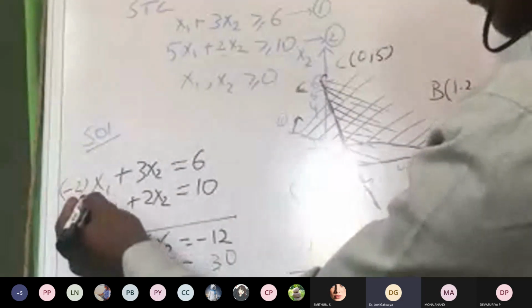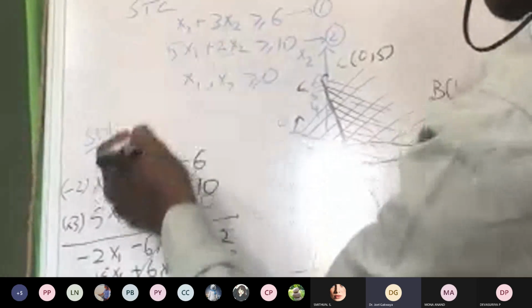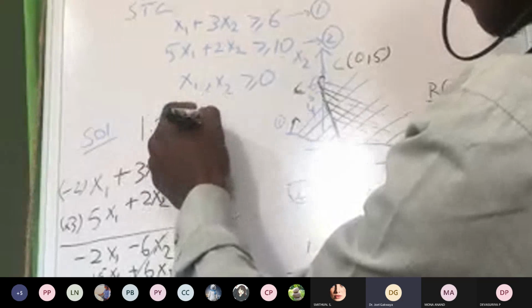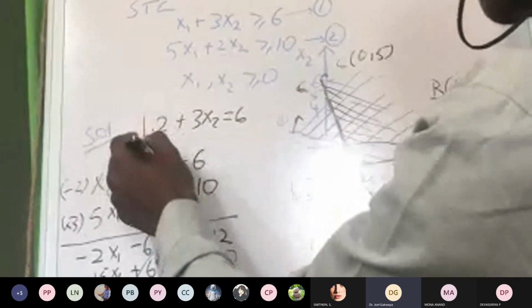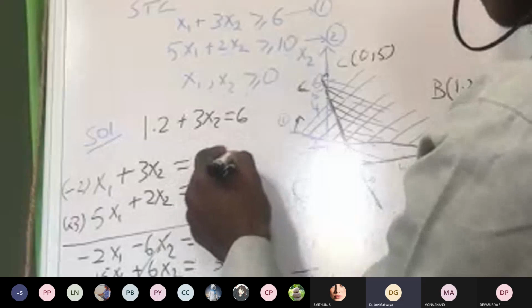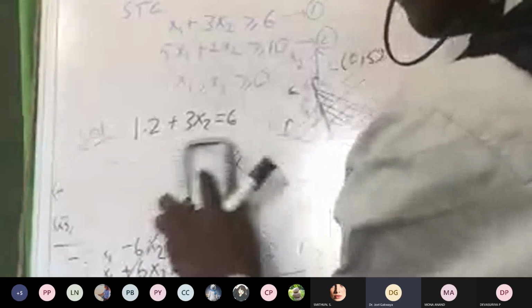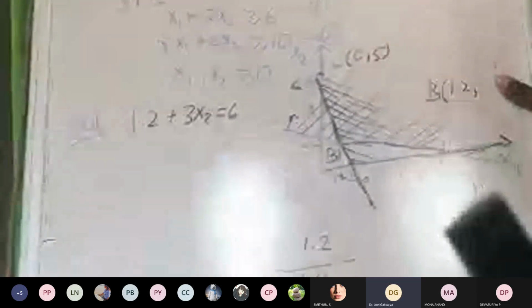Now we want to substitute 1.2 into one of our equations here. Let us substitute in the first equation. 1.2 plus 3x2 is equal to 6. All right. Now, if this goes to this side, we're going to have 3x2. Let me erase this side for the proper writing.